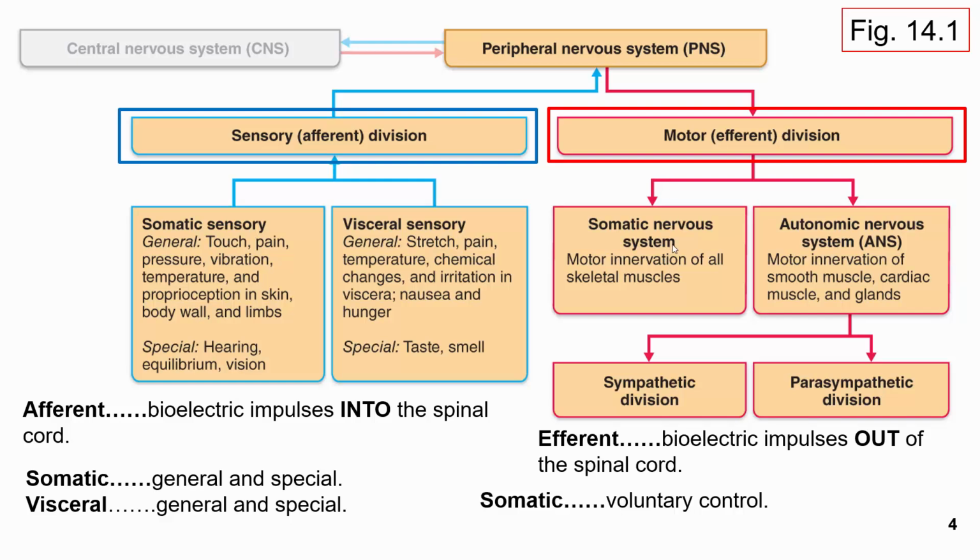On the somatic side of the motor division, that refers to the motor innervation of skeletal muscles. So when you see the term somatic, that's referring to our voluntary ability to activate skeletal muscle. The ANS, or the autonomic nervous system, refers to the branch of the motor division that we don't think about but is regulated automatically. And that includes innervation of smooth muscle, cardiac muscle, and various glands. And the two branches of the autonomic nervous system are the sympathetic division and the parasympathetic division.